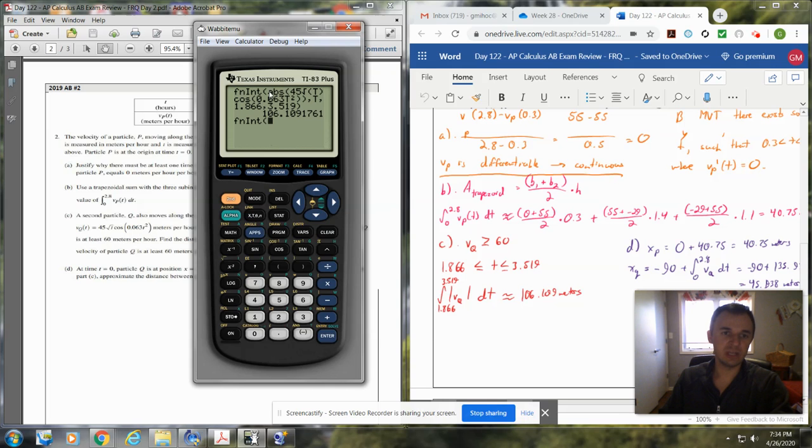So once again, the first thing that you put in is your equation. So in this case, it was the absolute value of v sub q, comma, the variable that you're integrating with respect to, comma, the bottom limit of your interval value, 1.866, comma, the top limit of your interval value, 3.519. And then close that parentheses, boom, you're done.